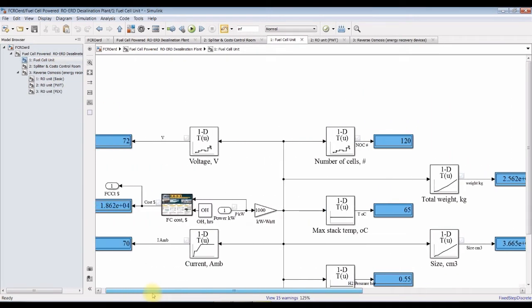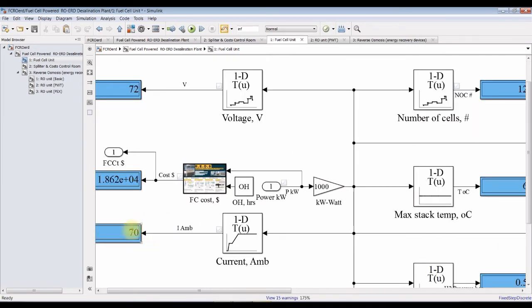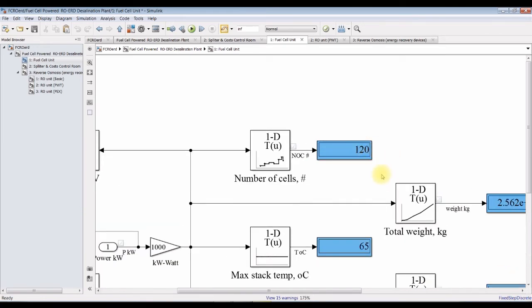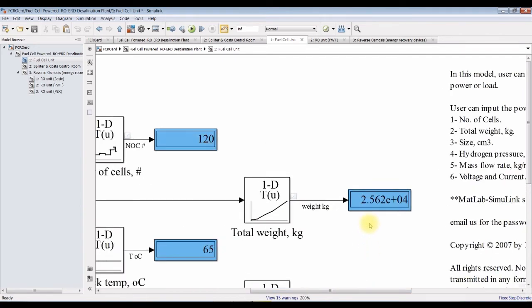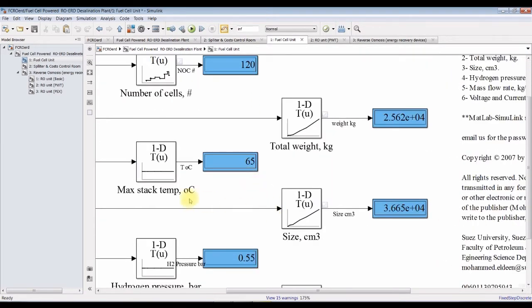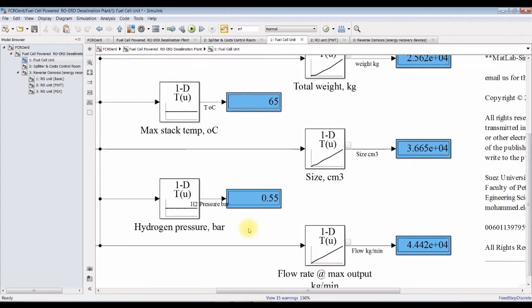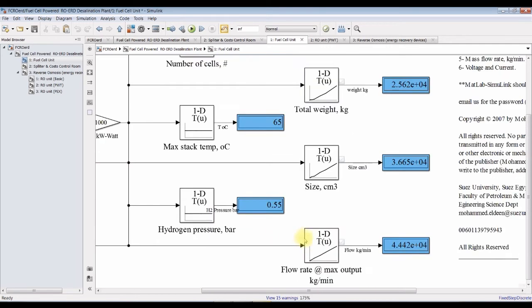Okay, let's go for the fuel cell. For the fuel cell we have here the voltage, the fuel cell cost, total cost, the current in amperes, and the number of cells, 120 cells. This is the total weight of the system, temperature, maximum stack temperature, size in cubic centimeters, pressure, hydrogen pressure, flow rate, and so on. If we can do some figures.